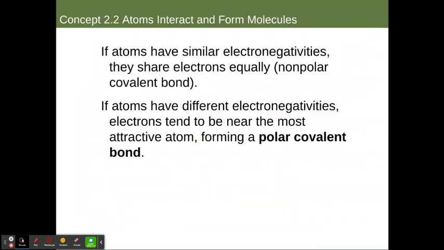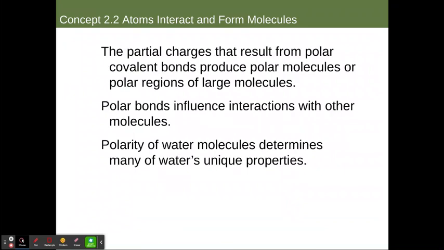Okay. So if atoms have similar electronegativities, they share electrons equally, creating a non-polar covalent bond. If atoms have different electronegativities, they form a polar covalent bond, as I was just discussing with water. The partial charges that result from polar covalent bonds produce polar molecules, or a region of the larger molecule that is slightly positive in one region and slightly negative in another region, but still overall is neutral.